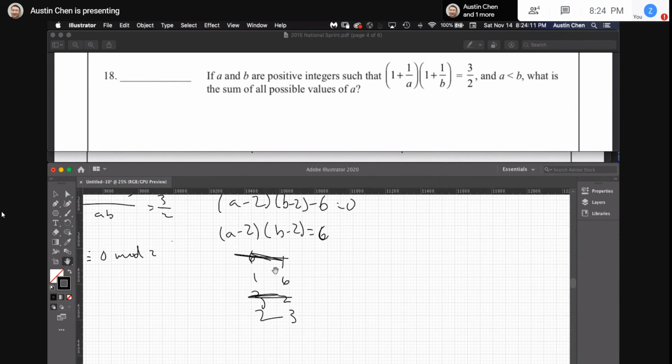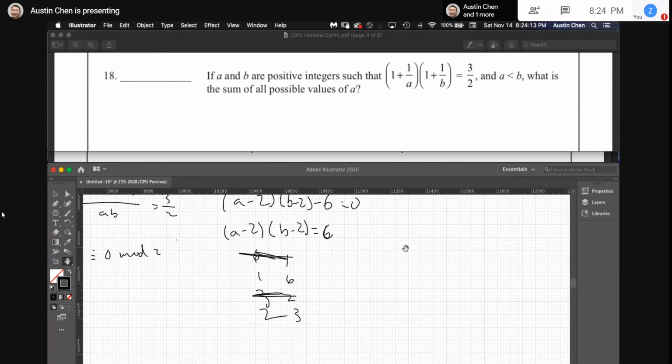All right. So if we just do this, then we have two cases where A minus 2 is 1 and B minus 2 is 6, and so on. Then we could just solve for A. A will be 3 in that case, and A will be 5 in that case. And so our sum of possible values of A is just 8.